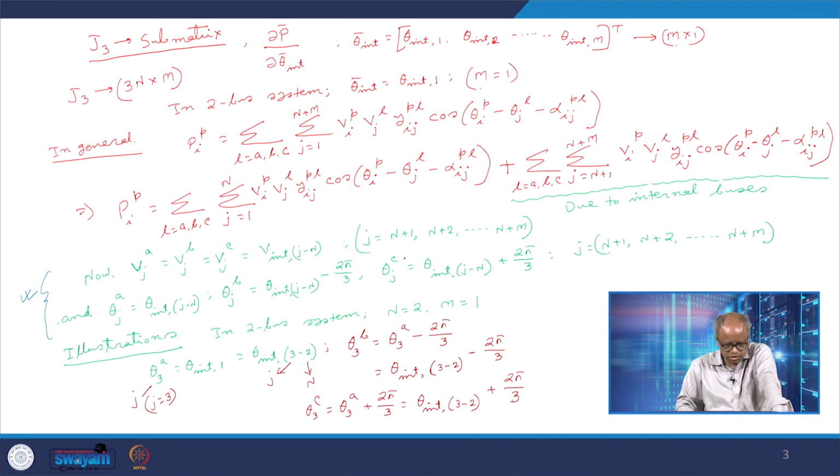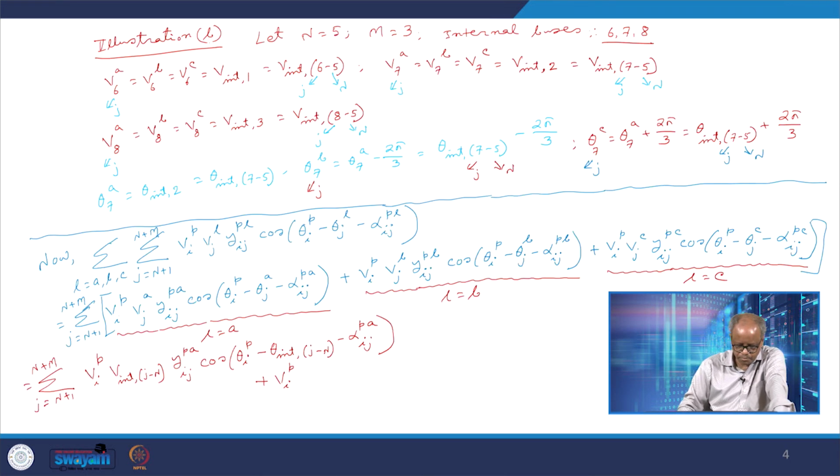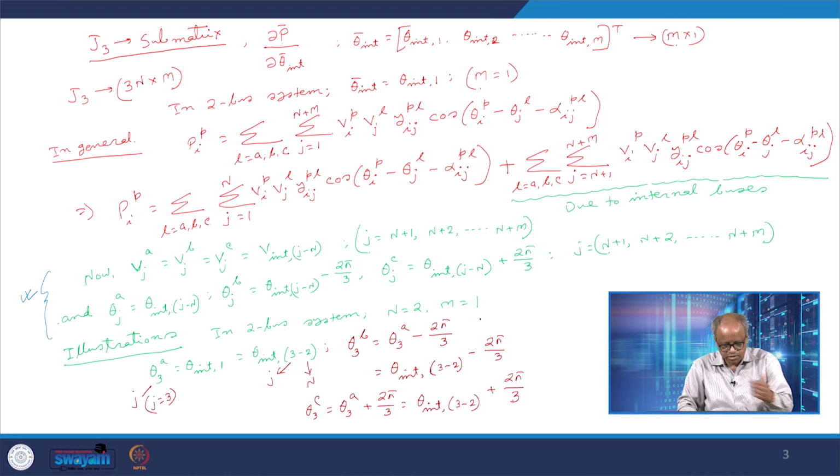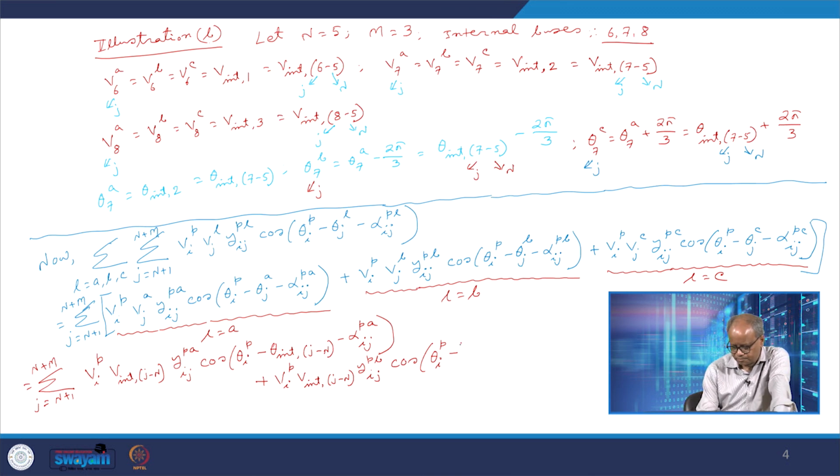V_Jb is also equal to V internal (j−n), because these internal buses are considered to be balanced. So it will be V internal (j−n). Then Y_ijpb cosine(theta_ip − theta_jb − alpha_ijpb), and theta_jb we said is theta internal (j−n) minus, so minus minus means plus 2π/3. So it would be theta internal (j−n) plus 2π/3, minus alpha_ijpb, correct.